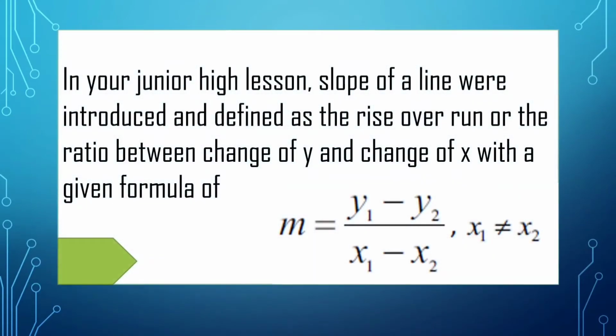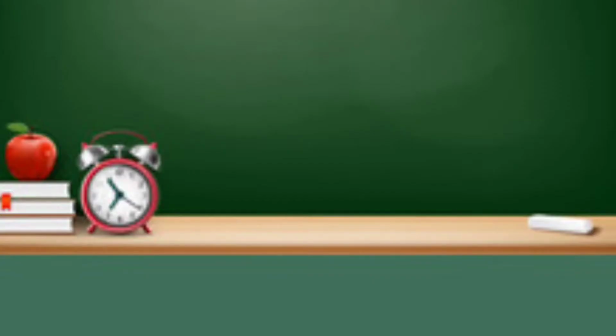In your junior high lesson, slope of a line was introduced and defined as the rise over run, or the ratio between change of y and change of x, with a given formula m is equal to (y1 - y2) over (x1 - x2), where x1 must not equal x2. Those questions you have encountered are just review for your junior high lesson. I hope you didn't forget those formulas.